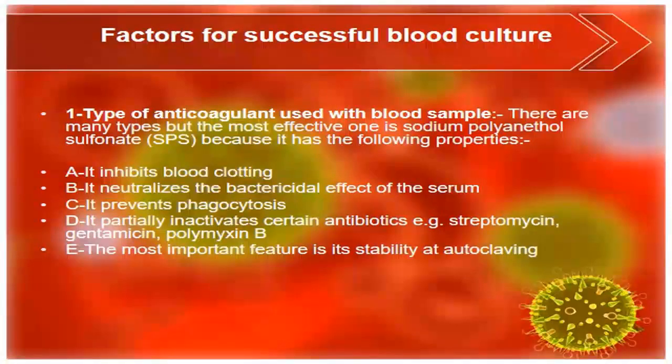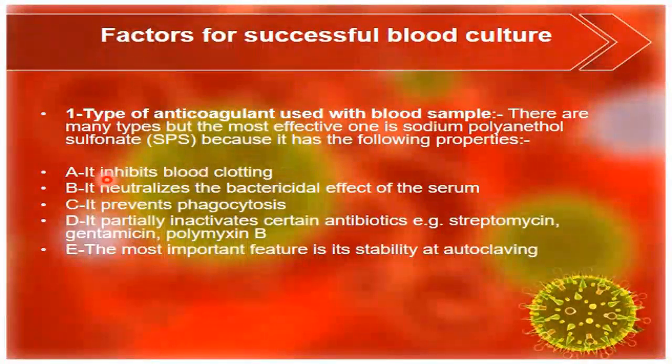Now, there are several factors for successful blood culture. What are these factors? First, the type of anticoagulant used. As you know, for each blood culture experiment, the anticoagulant used must be selected precisely. There are many types, but the most effective one is sodium polyanethol sulfonate, SPS, because this substance has the following characteristics.